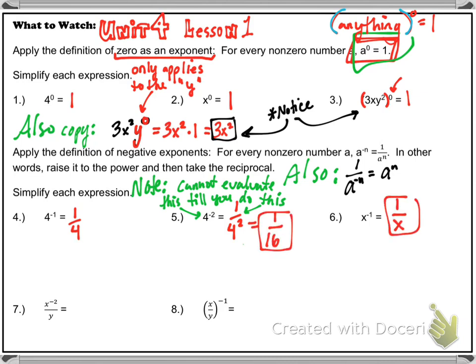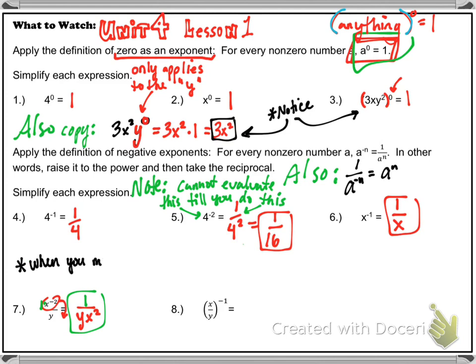Here, it's just 1 over x. On the next example, only the x has the negative exponent, so it's the only thing that moves. The y stays on the bottom, and the x squared goes down. Really, there was a coefficient of 1 that we don't typically write out, but there's a 1 left on the top. So that is that simplified.